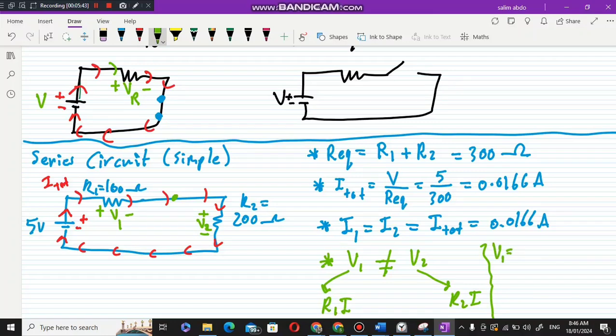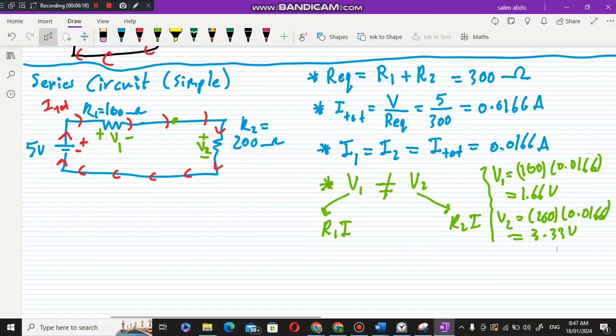Voltage 1 is equal to resistance 1, which is 100, multiplied by the current, which is 0.0166, which is equal to 1.66 volts. Voltage 2 is equal to 200, which is R2, multiplied by the current, 0.0166, which is equal to the remaining 3.33 volts. And if you add V1 to V2, you get the total voltage of the battery.